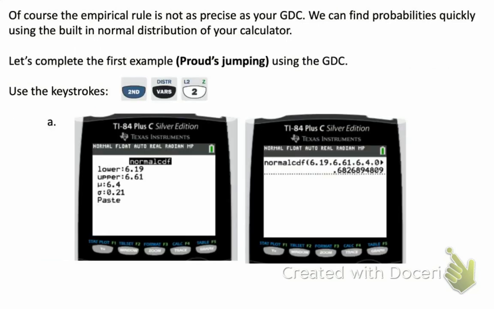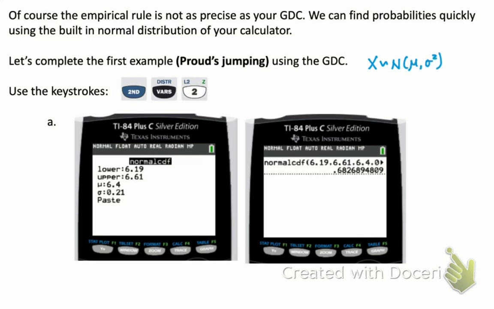So of course, the empirical rule is not going to be as precise as your graphing calculator. So we're going to learn how to use our GDC to find probabilities quickly using the built-in feature of the normal distribution. To access this, you're going to press second, followed by vars, get to the distributions menu, and then you're going to select normalCDF. For all questions regarding normal distribution, we are always going to be using normalCDF. We do not use PDF.